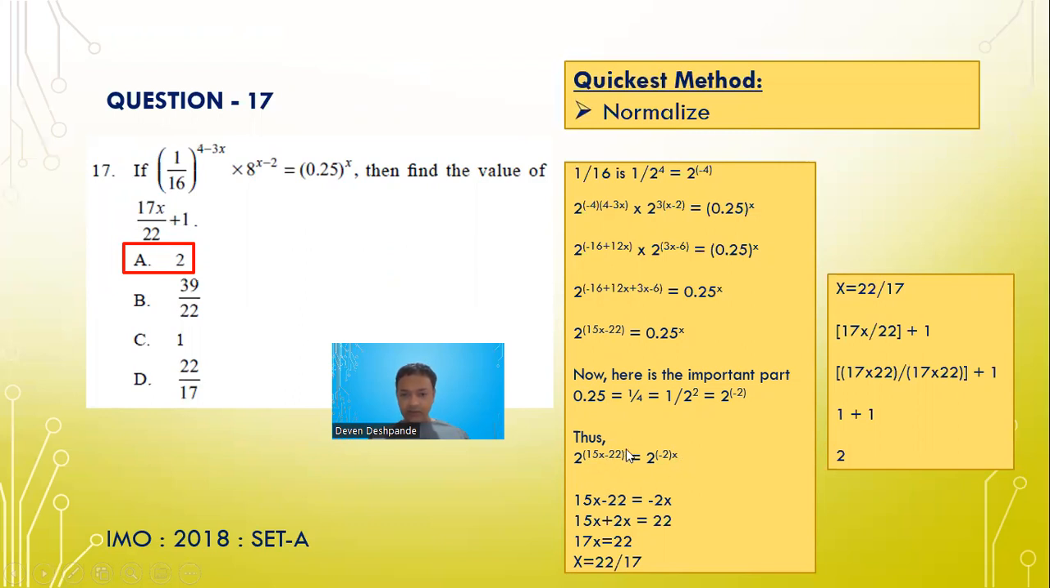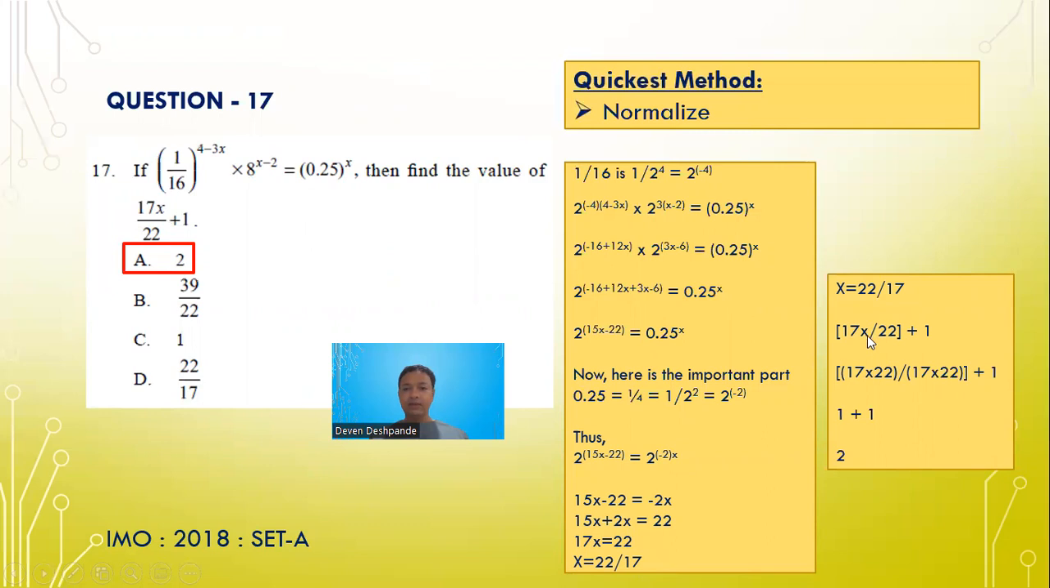So 15x minus 22 is minus 2x, because the bases are the same, so exponents are equal. 15x minus 22 is minus 2x. So minus 2x comes here. So 15x plus 2x is equal to 22, since minus 22 goes there as plus 22. 17x is equal to 22. So x is equal to 22 upon 17. So x is 22 upon 17.